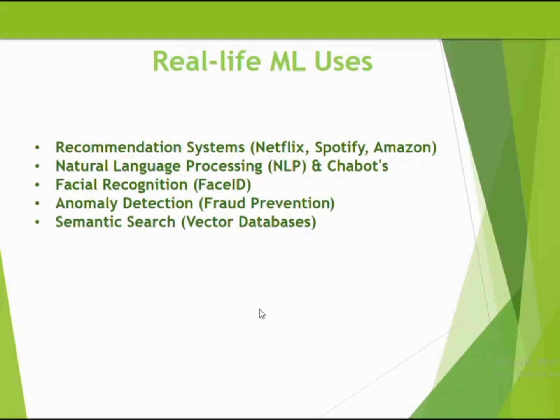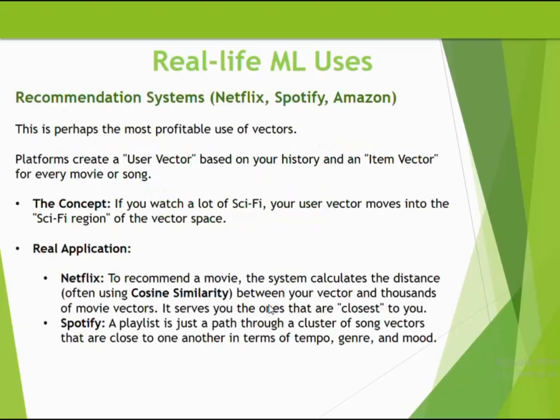Vector search is also very useful in facial recognition. Apart from that, vectors are also used for anomaly detection, like fraud prevention in banks, majorly around the credit card systems and all that. Vectors are also used for semantic search, and the best example is the vector databases. So the first real life machine learning use case is the recommendation system.